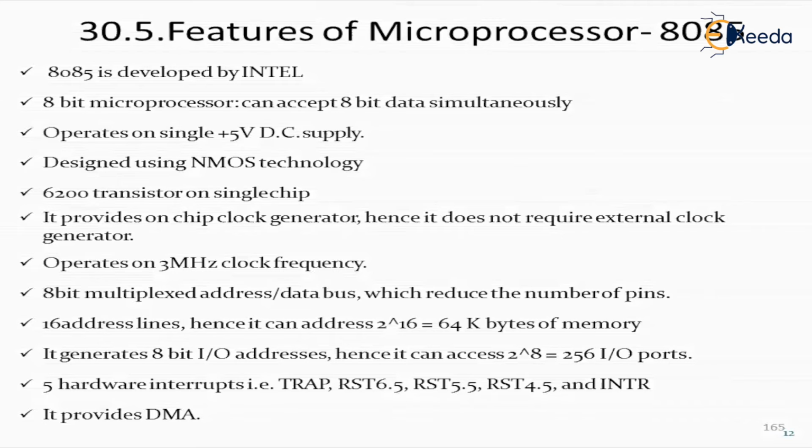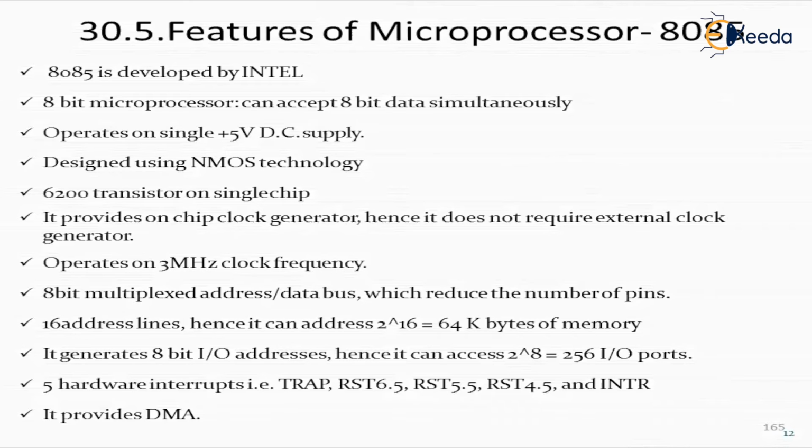Now, what are the different features of 8085? First of all, let us understand how the 8085 processor came about. It was made by Intel. It is an 8-bit processor and can execute 8 bits simultaneously, that is 2 raised to 3. It operates on a plus 5 volt DC signal, that is a direct current supply. It is designed using NMOS technology.